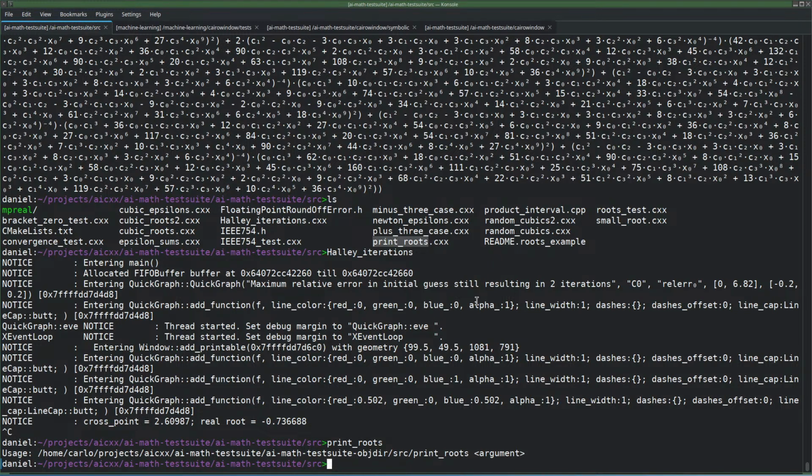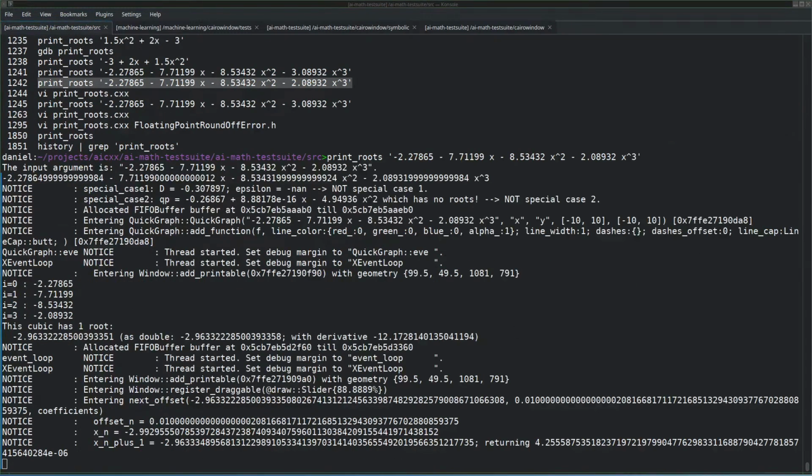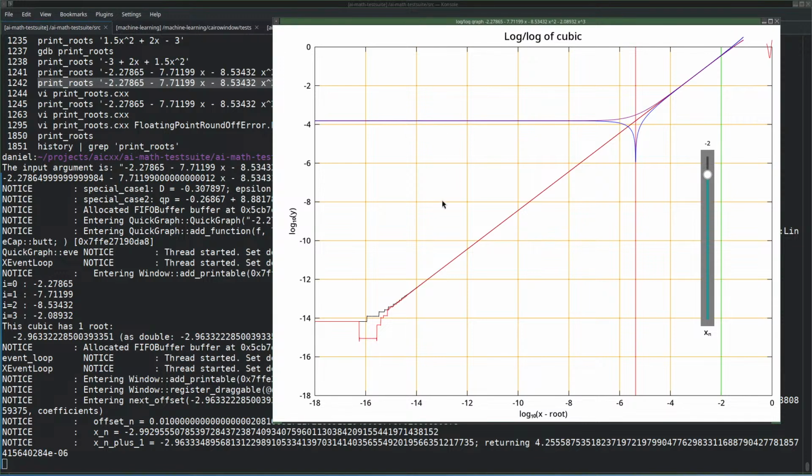Oh, this one. This was the one. Yeah, okay. Print roots. Example that one. So. Yep.